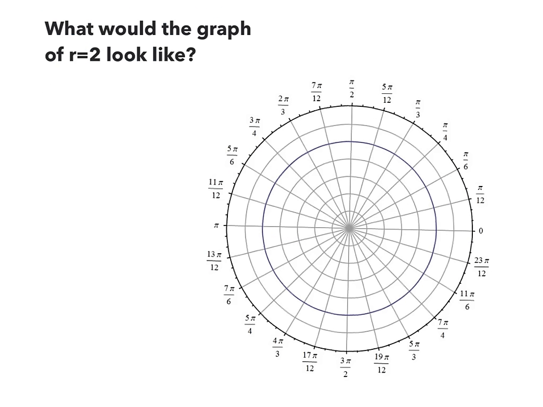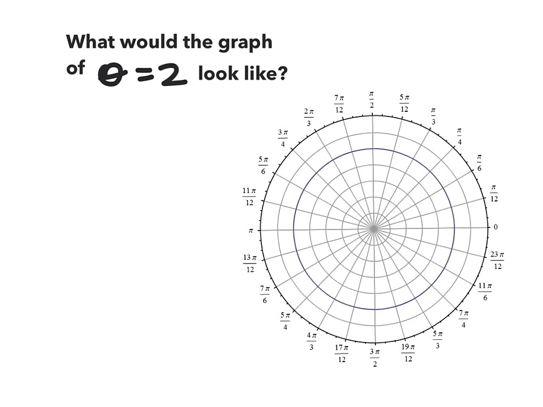Let's think about this. What would the graph of r equals 2 look like? Notice that this doesn't have anything to do with any thetas. So r equals 2 would actually just be a circle with a radius of 2. Just right around that second ring.